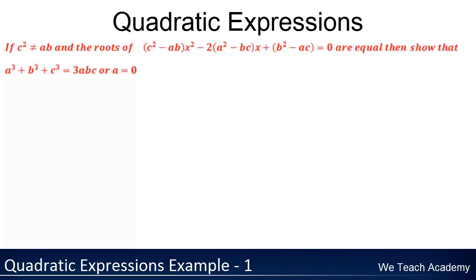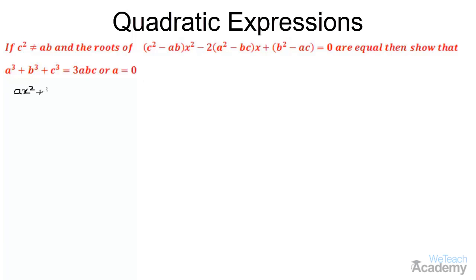Today in this presentation we are going to solve an example under quadratic expressions. Given that c square is not equal to ab and the roots of the quadratic equation are equal, we have to show that a cube plus b cube plus c cube is equal to 3abc or a is equal to 0.